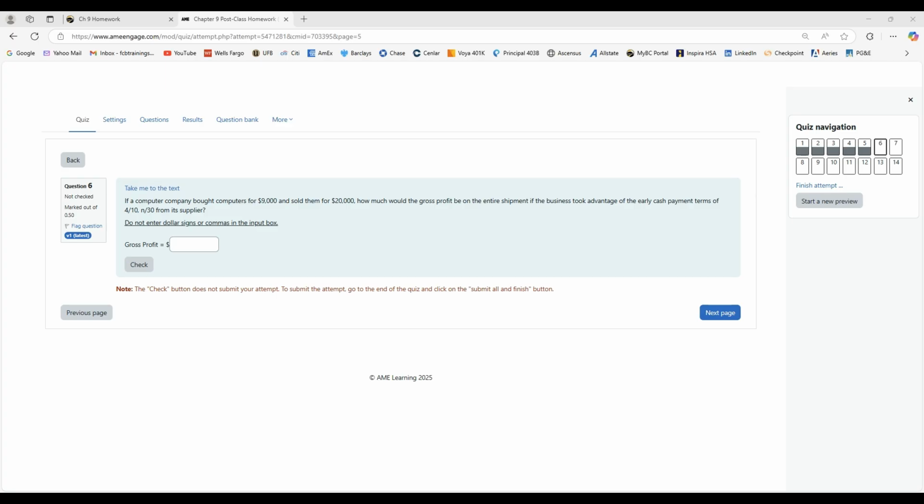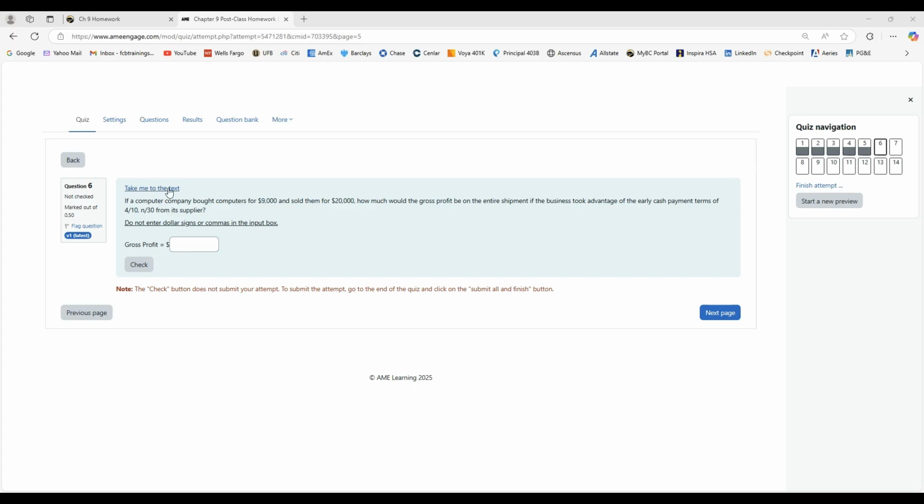But it's telling us that we did take advantage of the early payment terms of the discount, and that discount was 4%. And so we take 4% of the 9,000 because we don't have to pay the full amount, basically, right? We're going to pay 8,640, which is 96% of 9,000, basically. So, taking that 4% out.